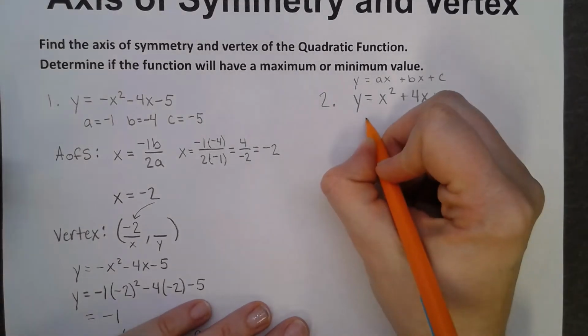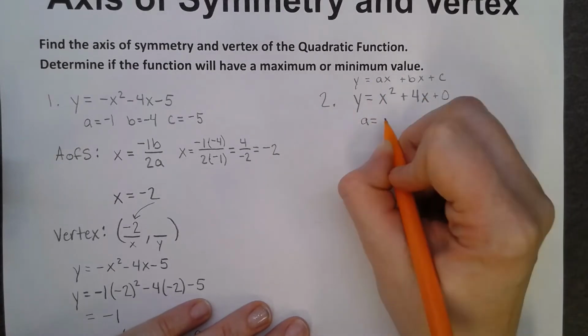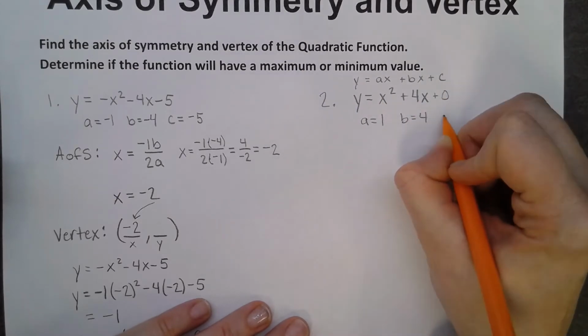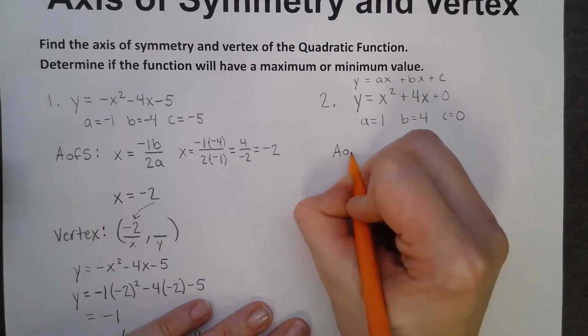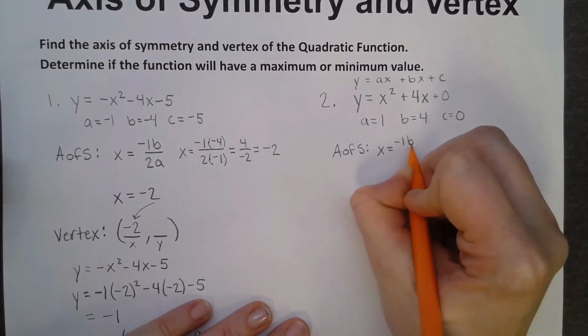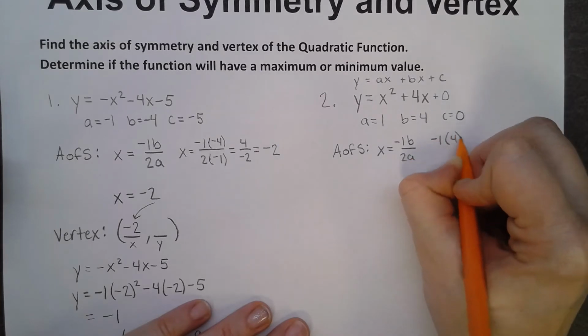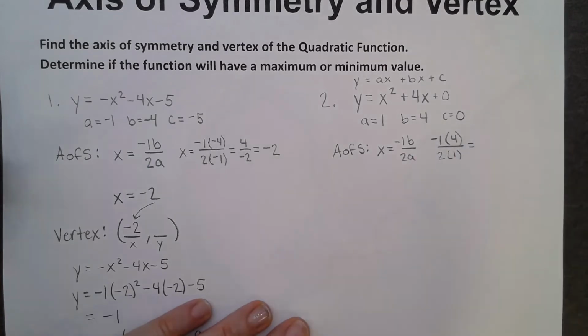So let's name our a, b, and c. A equals not x or even x squared. Remember, it's the number in front, so that would be 1. B equals 4, and c equals 0. We'll plug those into the axis of symmetry formula. So that's that negative b over 2a. So negative 1 times the 4 over 2 times 1, and then we'll work that out.